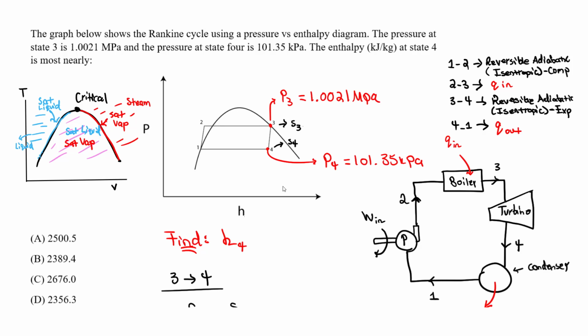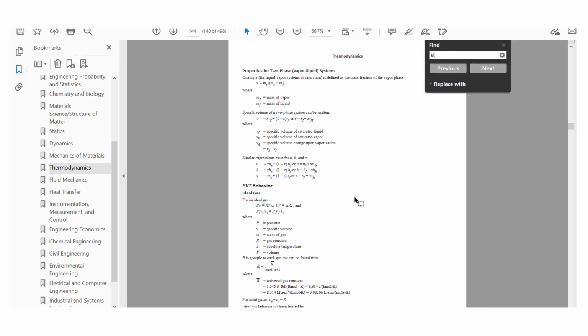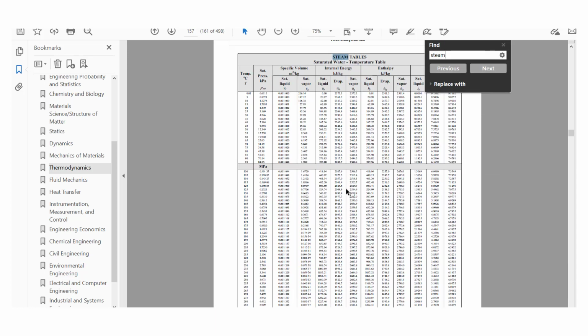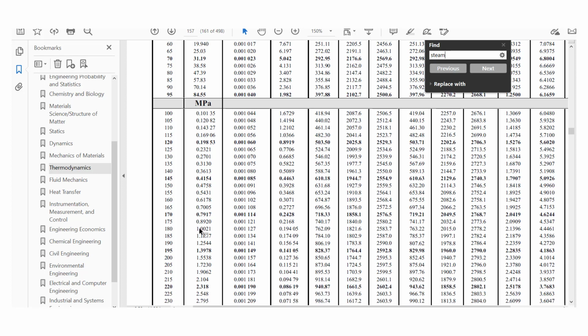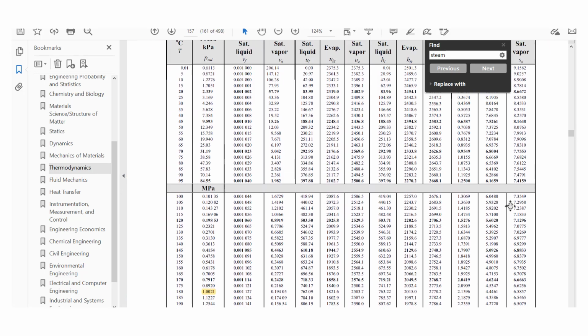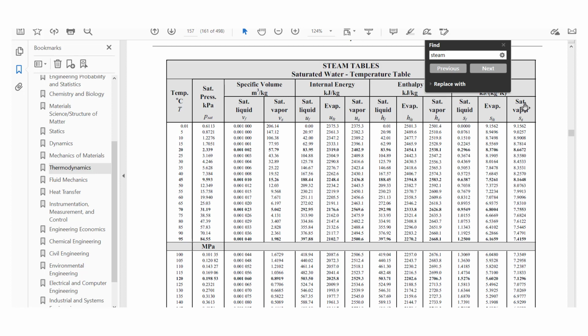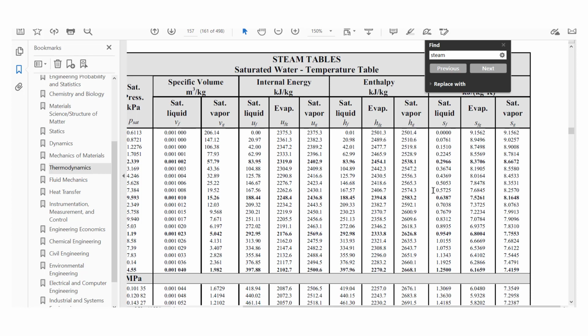So if I go back in my steam table, we're at pressure 1.0021. Let me go back to the thermal, do Control F, type in steam. You can go down, and we're at 1001, and it should be somewhere around this one. So we're at this pressure, and we go all the way to the right. I want to extract the S value, which is going to be for saturated vapor, right? We're hitting that line at saturated vapor. So you go to the right here, all the way here, and you get this value. It's going to be around 6.5857, and the units are kilojoules per kilogram times Kelvin.